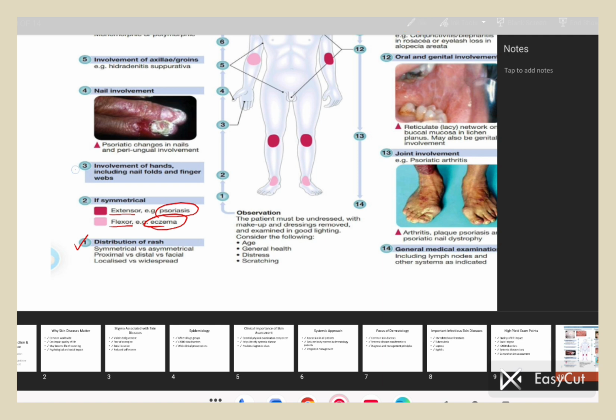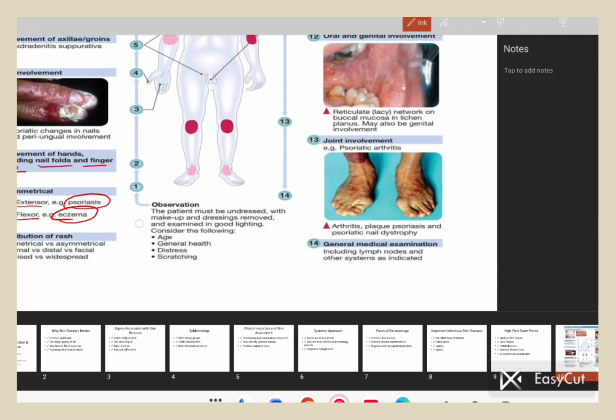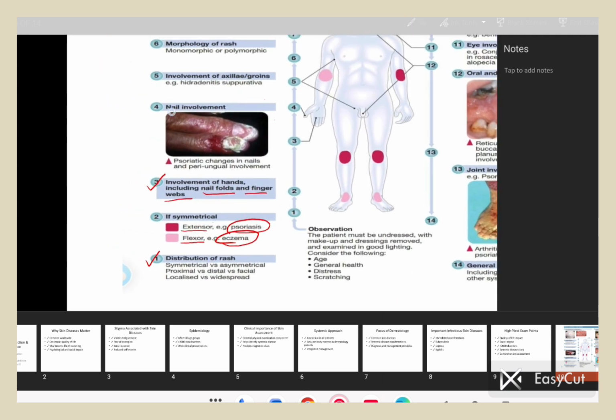Then we check the involvement of hands, including nail folds and finger webs, like as shown in this figure, there is involvement of the nail. In a psoriatic patient, there are changes in the nails and the periungual webs. Then we check for involvement of the axilla or the groins, like in hidradenitis suppurativa.